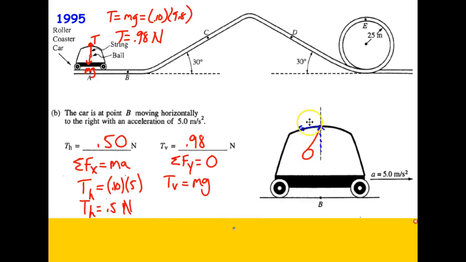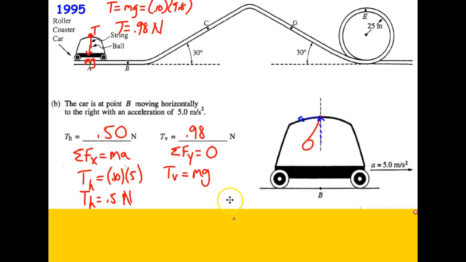In the vertical direction, the ball is not accelerating. So we're back to the same scenario as up here. The vertical component is equal to the weight, which we calculated earlier to be 0.98 newtons. Off to a good start so far.